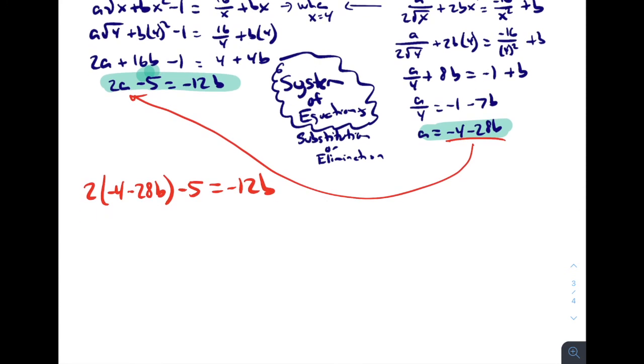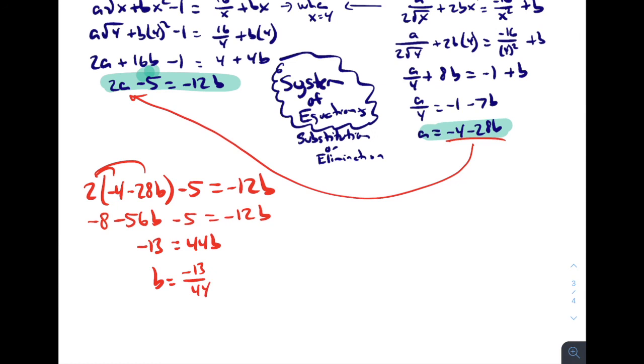So what do we have? We've got, if we distribute, negative 8 minus 56b minus 5 is equal to negative 12b. If we combine our like terms, that's going to be negative 13. I'm going to add that 56 to the other side. So negative 12 plus 56 should give us 44b, which means that b then is equal to negative 13 over 44. So that is our b value that we would need for this.